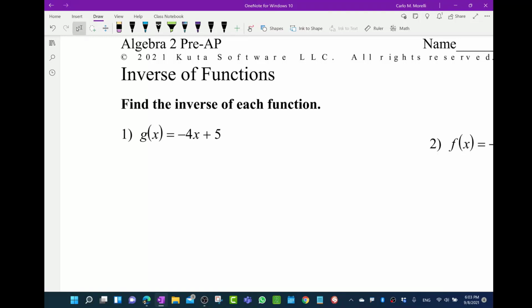Alright students, here we go. On the day that this was assigned, I'm going to produce the video. So here we're asked to find the inverse of each function.